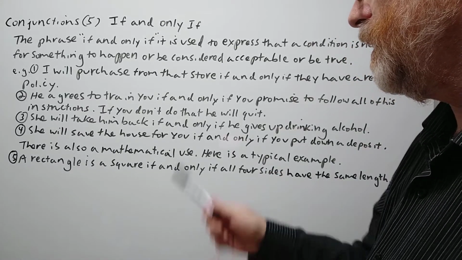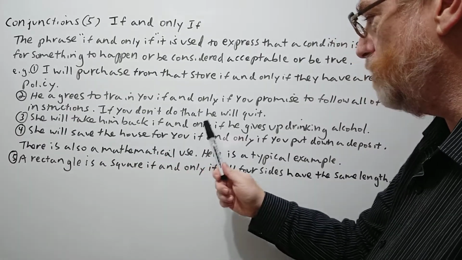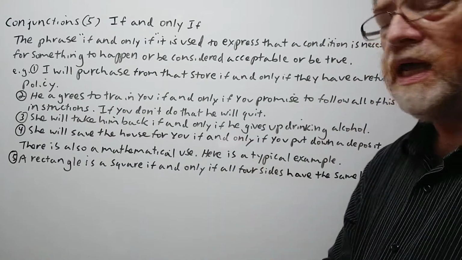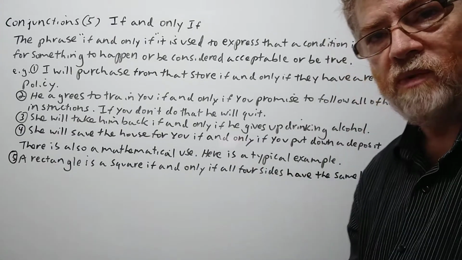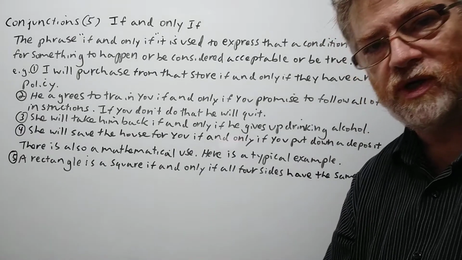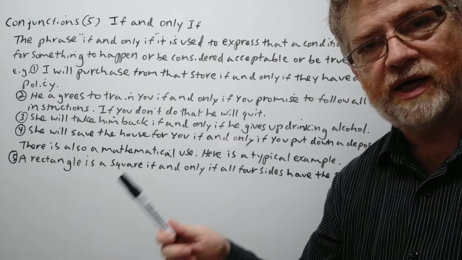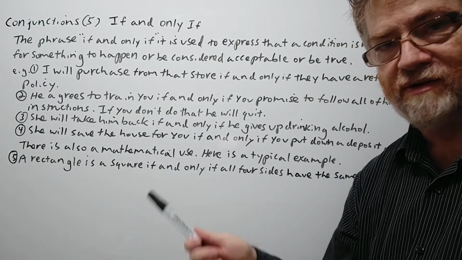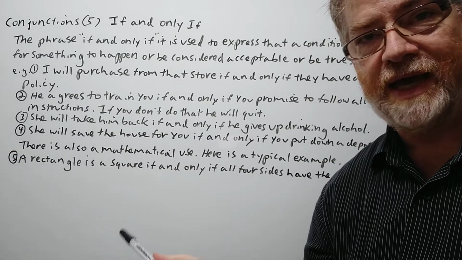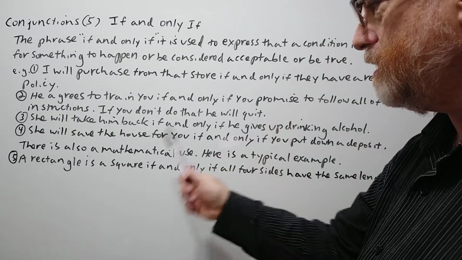Okay. Number 4. She will save the house for you if and only if you put down a deposit. This is kind of standard procedure. When you want to buy a house, if you want them to save that house for you while you go and try to get a loan, you need to put down a deposit. They're only going to save it for you for that reason, because they don't know if you'll really ever come back. Okay, good.